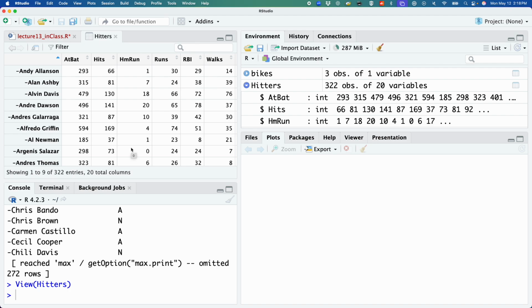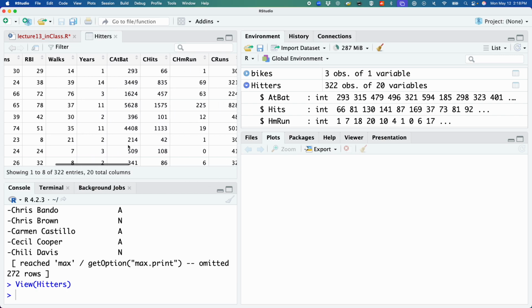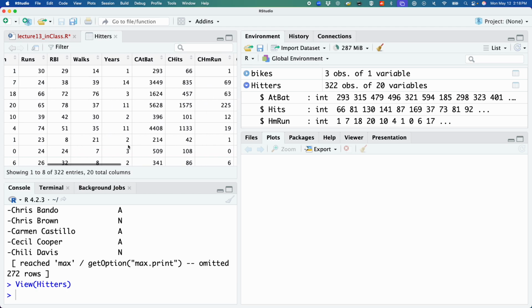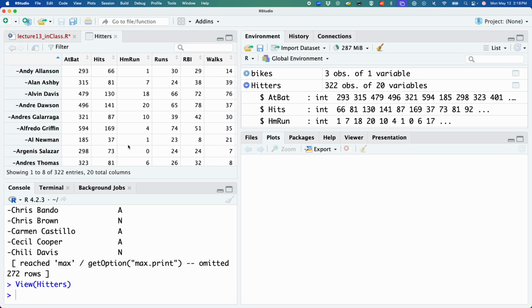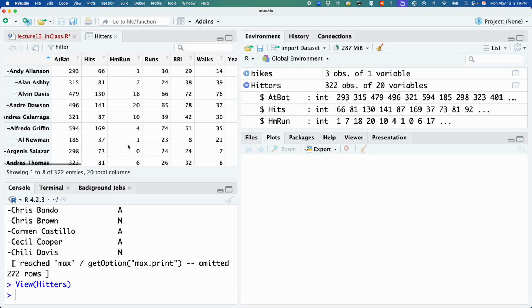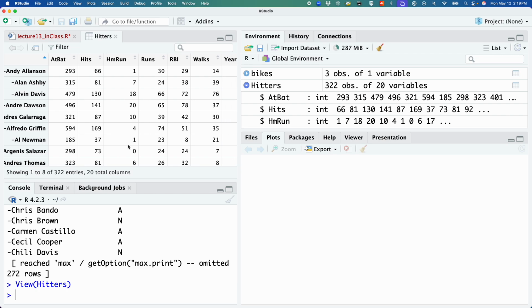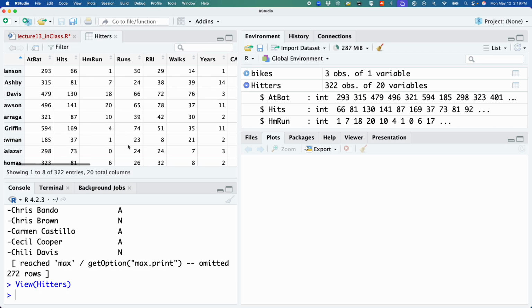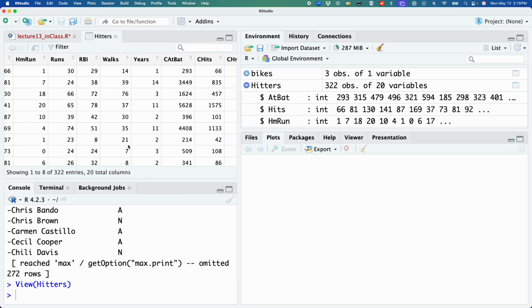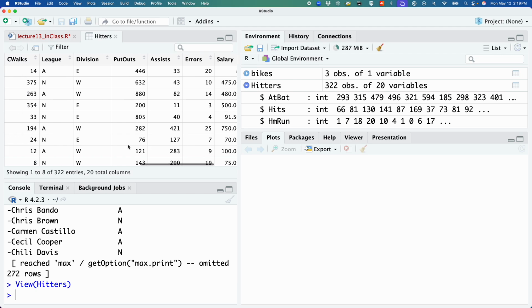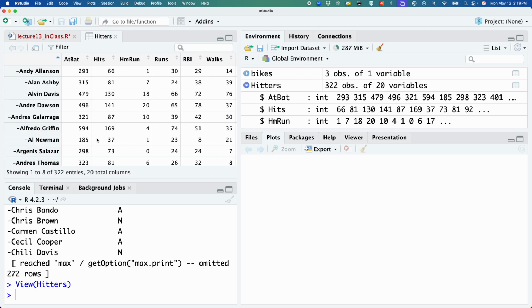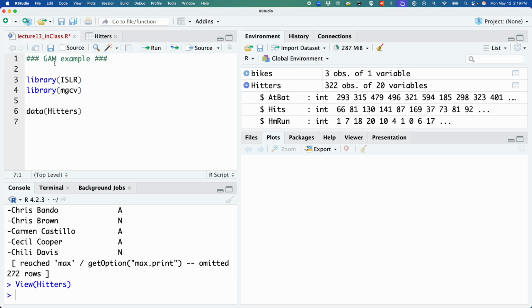Yeah, so I'm not a baseball guy, so these numbers don't mean all that much to me, but each row corresponds to an individual, and the columns are the baseball statistics related to that individual. So like how many at-bats they have, how many hits they have, how many home runs, and so on and so forth.